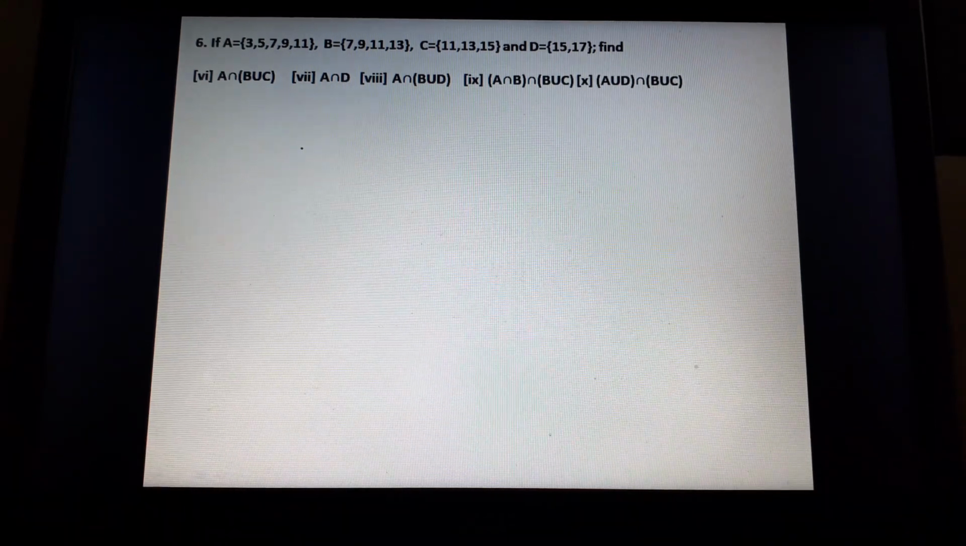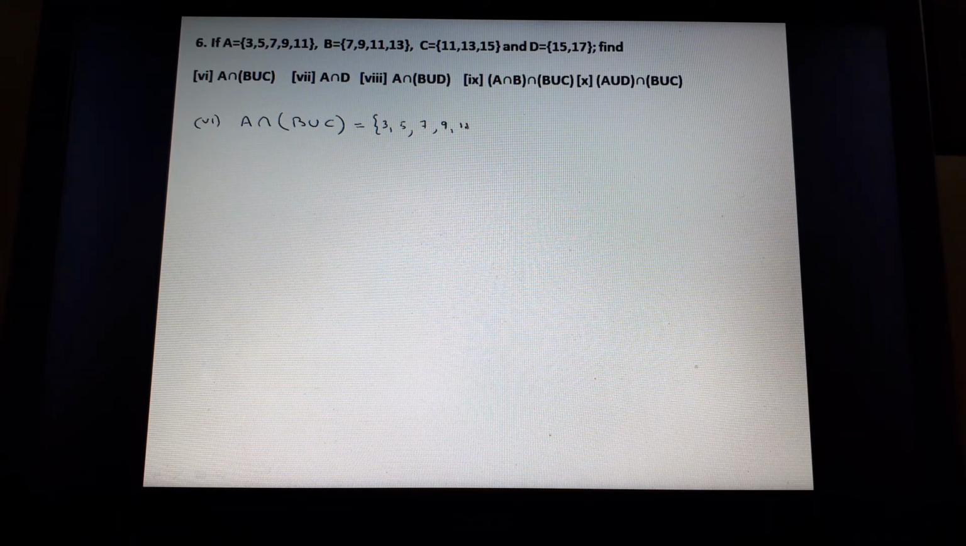First one, see here, fifth question, same thing. A is 3, 5, 7, etc. B, C and D. Set is same. I have to find A intersection, then I have to put a bracket, B union C. This I have to find. So here also what you have to do is, first you substitute A. A is 3, 5, then 7, then 9 and 11.